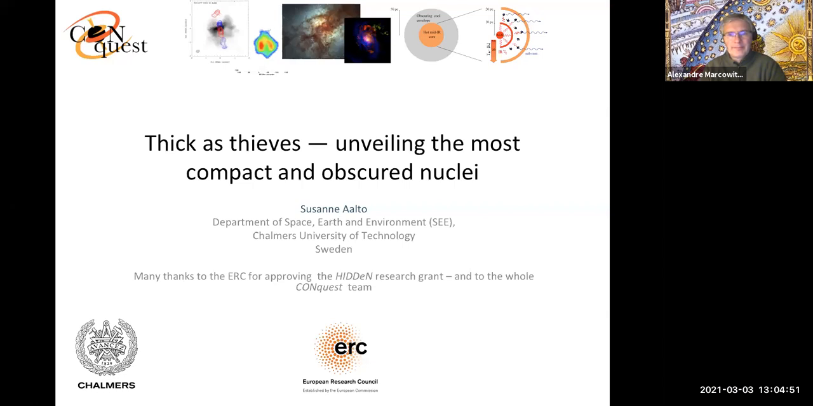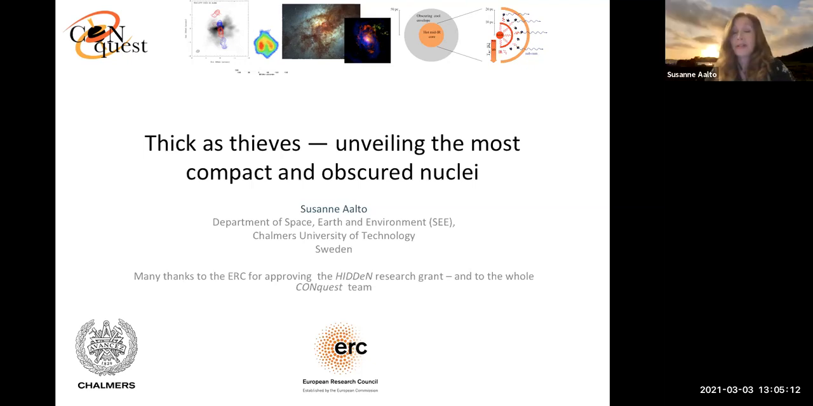Excellent. So today we're going to talk about "Thickets as Thieves: Unveiling the Most Compact and Obscure Nuclei." Although I understand that most of you are high energy astrophysicists, this might be a bit of a shock, because it's quite tricky. We're actually going to have to use molecules to probe these high energy phenomena in quite a shocking way.